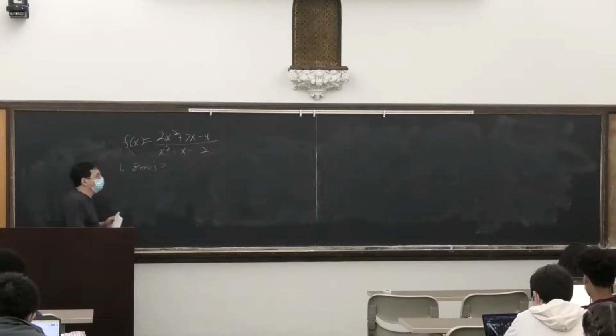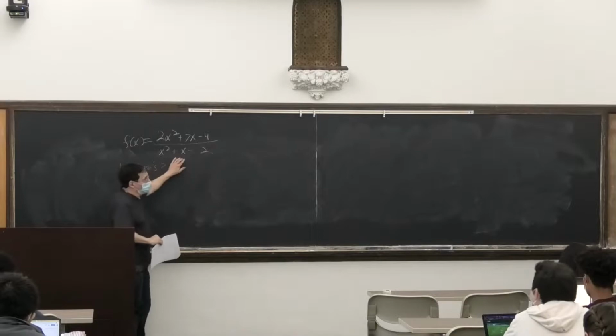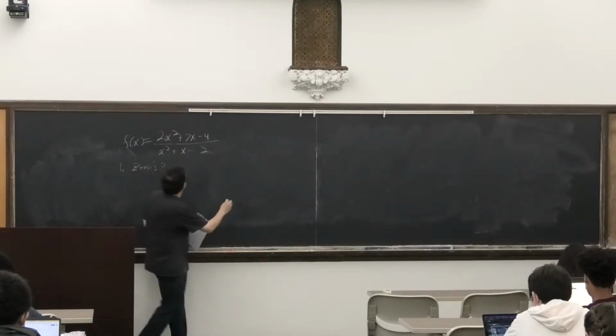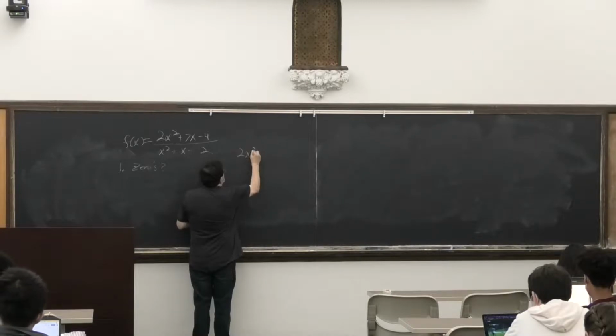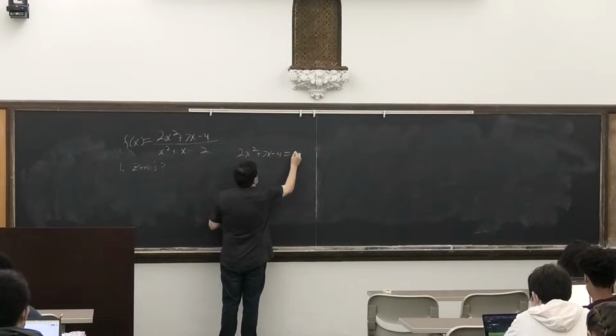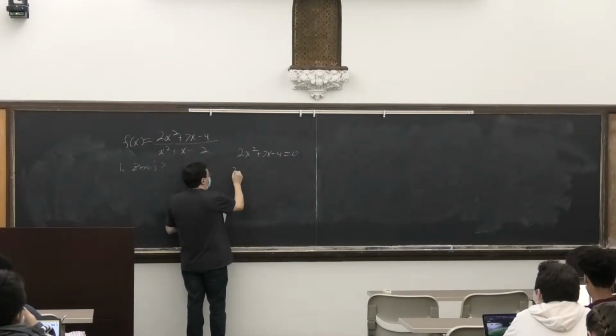Now, aside from the possibility that some number will turn the denominator into 0, you find the roots by just setting the numerator equal to 0. So that's 2x squared plus 7x minus 4 equals 0. So we want to factor that.